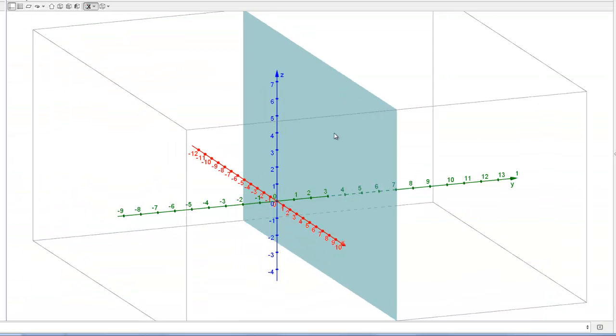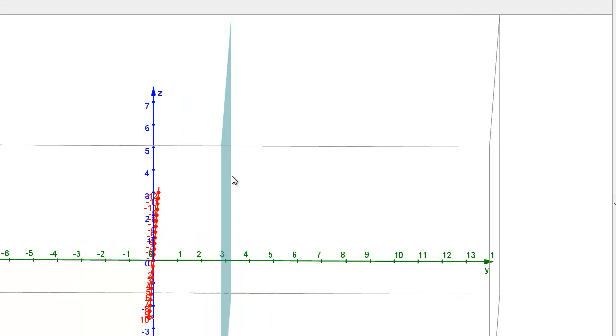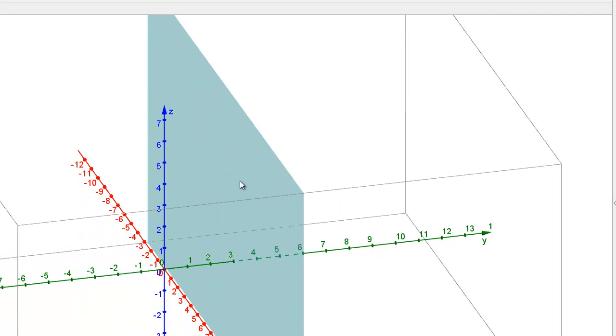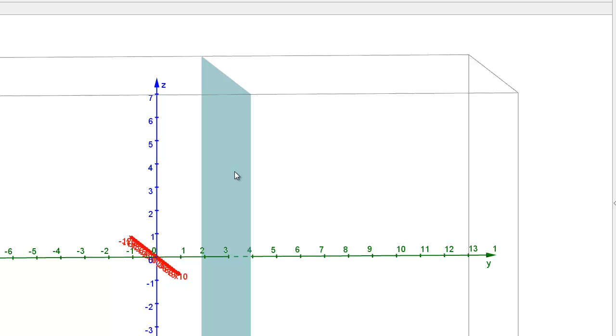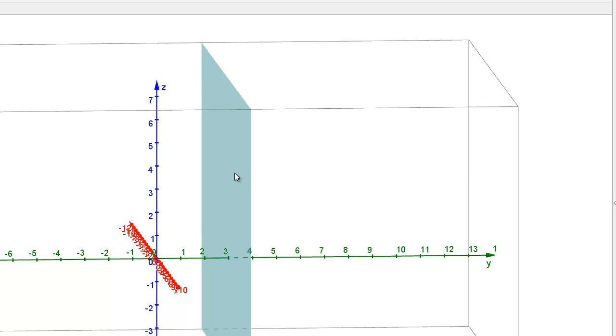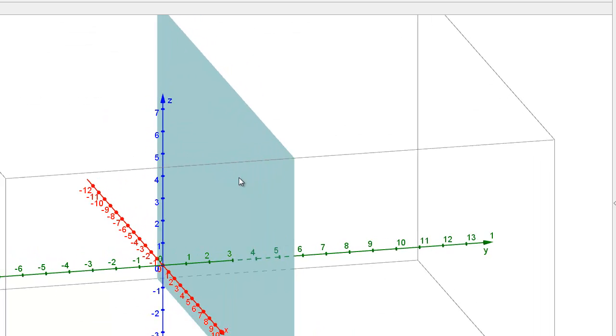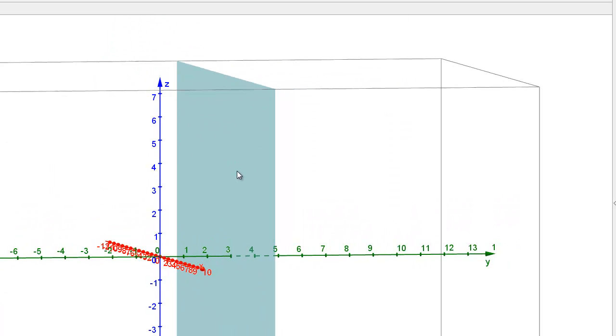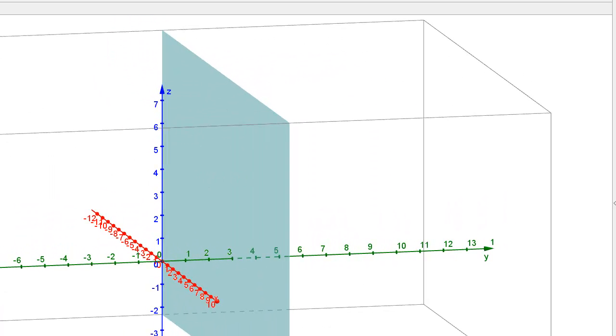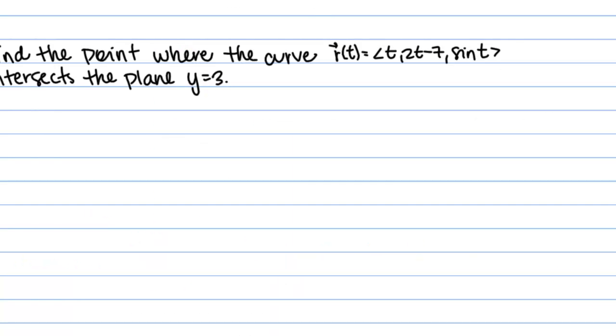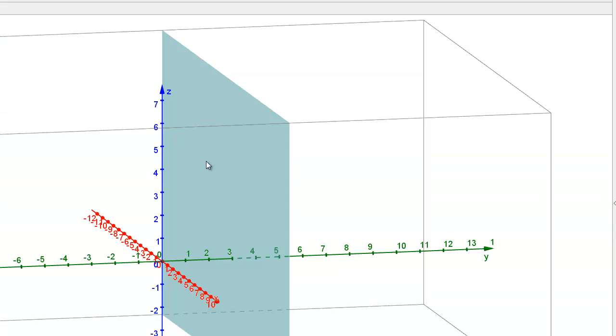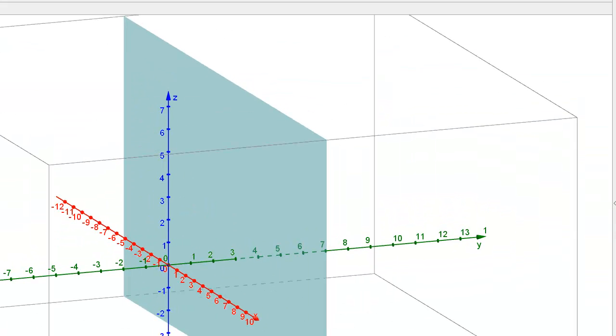Okay, so the plane y equals 3 is what's shown in blue here, and this is simply the set of points in 3 space that have a y value of 3. Okay, so this is our plane. And then we also have this curve, this vector valued, or if you want to think of it as a parametrically defined curve, t, 2t minus 7, sine of t. So let's visualize that on our graph here as well.